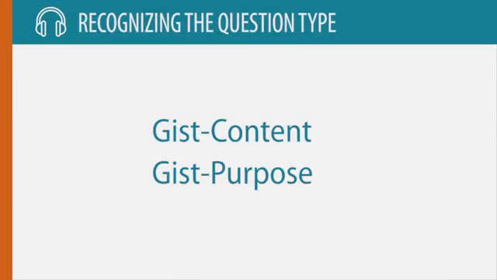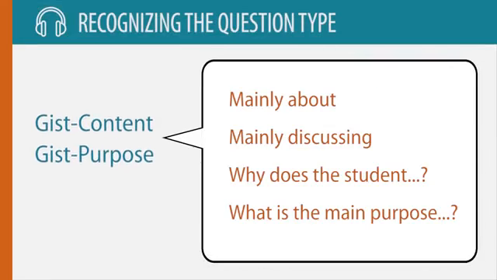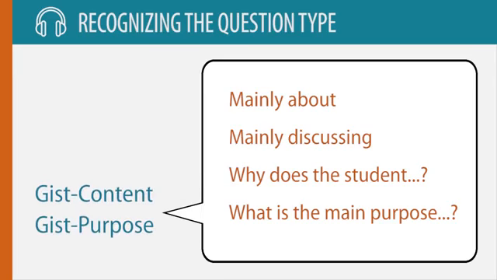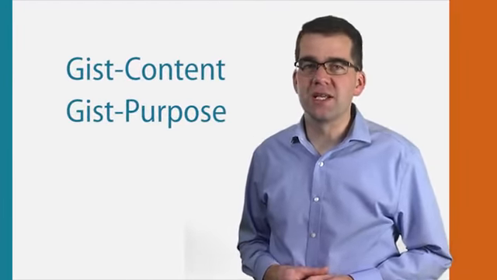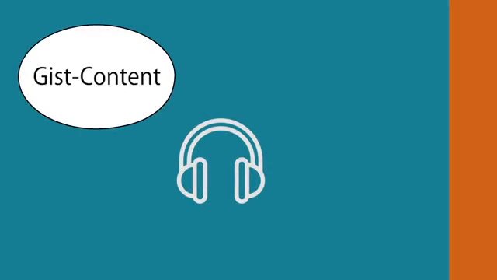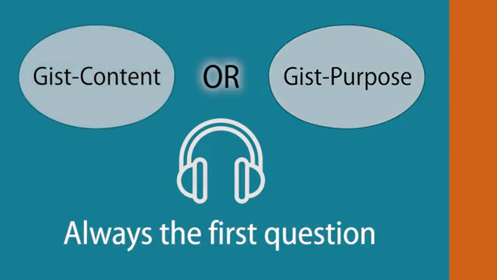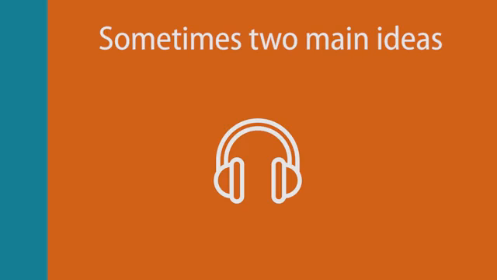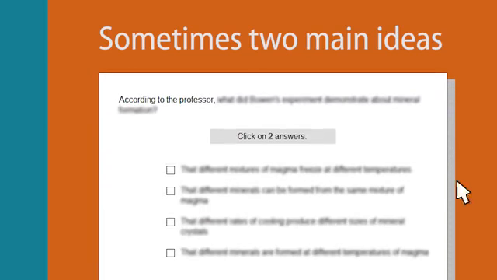You can recognize gist content and gist purpose questions because they use phrases like mainly about, mainly discussing, why does the student, or what is the main purpose. Here are two things to keep in mind when answering these questions. In the listening section, there will always be either a gist content question or a gist purpose question, but never both. This question will always be the first question after listening to the passage. Also, sometimes the lectures and conversations can have two main ideas. In this case, the question may ask you to choose two of the four answer options instead of just one.